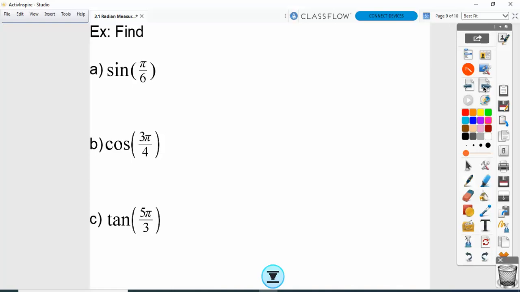Okay? So when I'm looking at this, I'm thinking, my denominator is 6, so what does that tell me? It's a 30-degree angle. My numerator is just 1 pi, so what quadrant are we in? 1. So I know this is quadrant 1. My reference angle is 30 degrees. In the first quadrant, is sine positive or negative? Positive. And what is the sine of 30 degrees? 1/2.